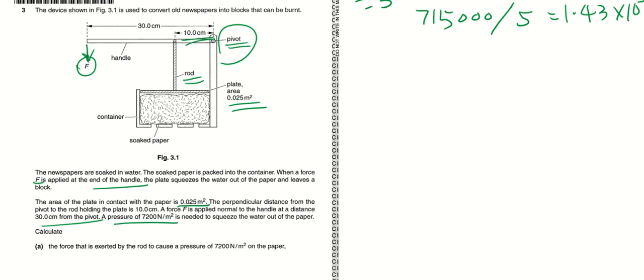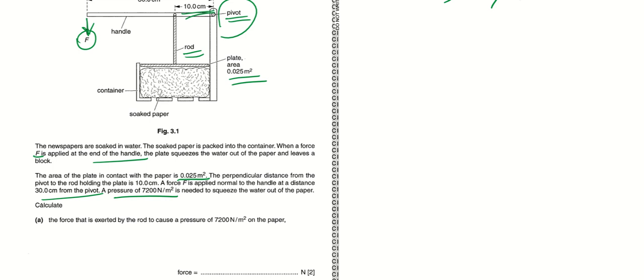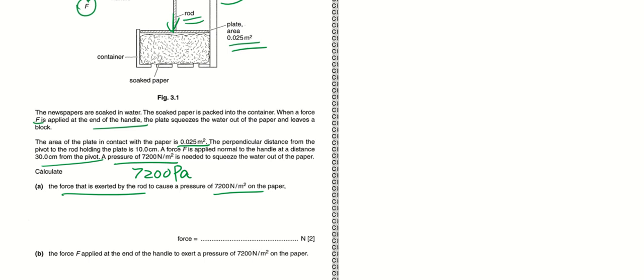Now we have a pressure of 7,200 Newton per meter square. So this is actually 7,200 Pascal, right? Because if it's expressed in Newton per meter square, then it can be Pascal. It is needed to squeeze the water out. So calculate the force that's exerted by the rod to cause a pressure of 7,200 Newton per meter square.